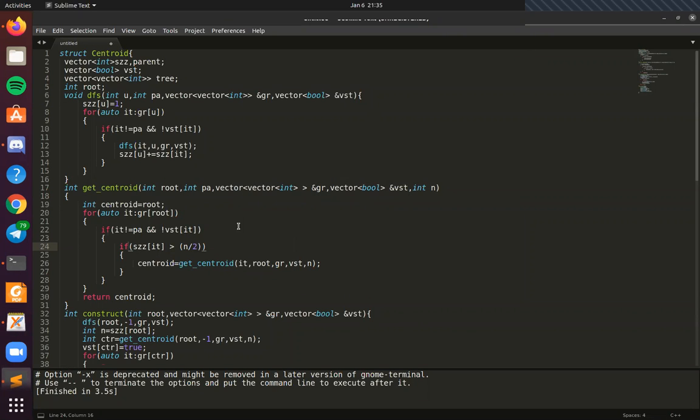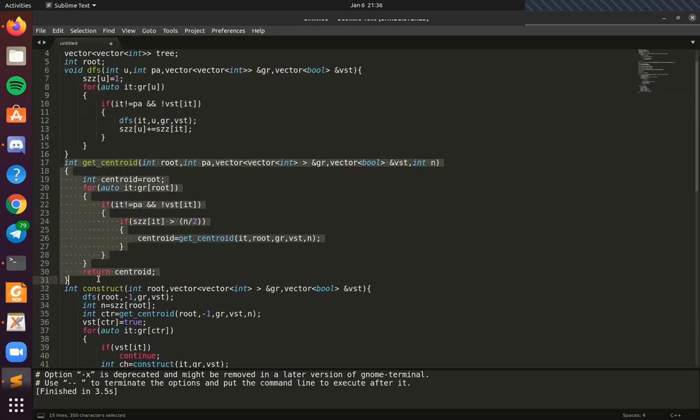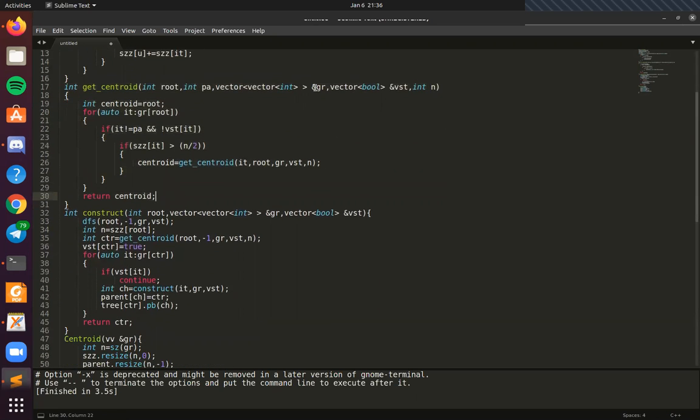So this is the class, and this is the code for finding the centroid, which I already explained. This DFS is assigning the sizes to all the subtrees: a leaf has size one, and each node stores the size of its subtree. The get centroid function, you feed the tree into it, and it will return the centroid of the entire tree.